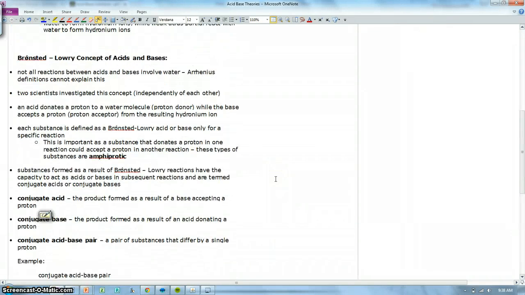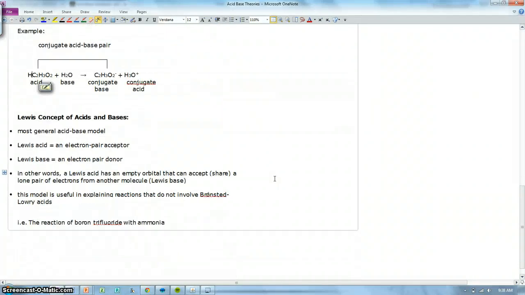Now, Lewis is the final concept here. And this is a much more general acid-base model. It deals more with electrons than just hydrogen ions. A Lewis acid is an electron pair acceptor, where a Lewis base is an electron pair donor. So we're talking more about electron pairs being moved rather than H+ ions being moved. Basically, a Lewis acid has an empty orbital that can accept a lone pair of electrons from another molecule, a Lewis base. This model is useful in explaining reactions that do not involve Bronsted-Lowry.